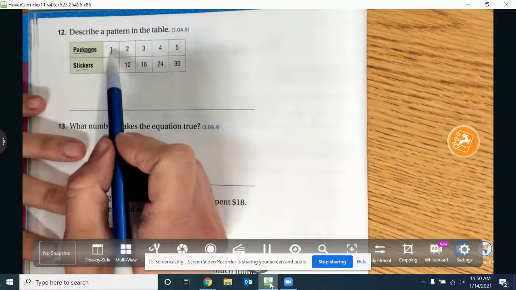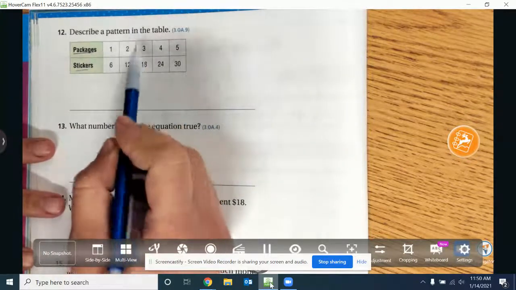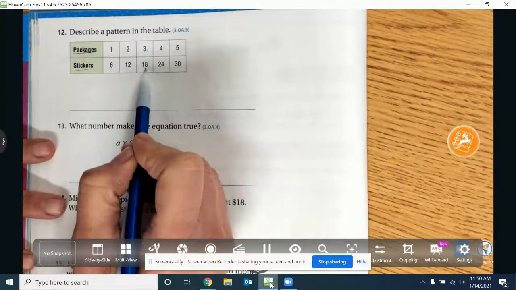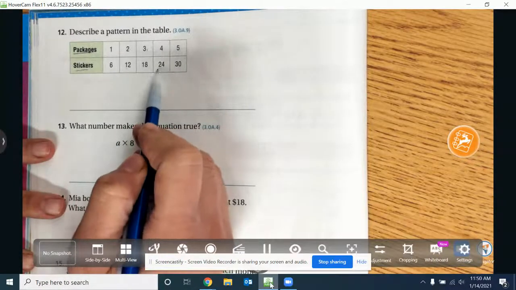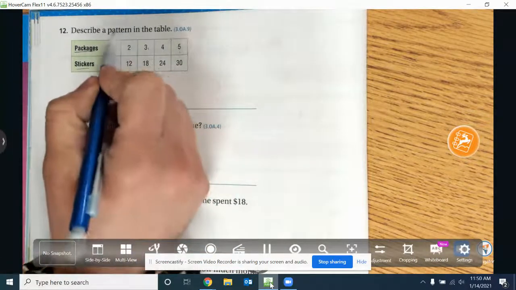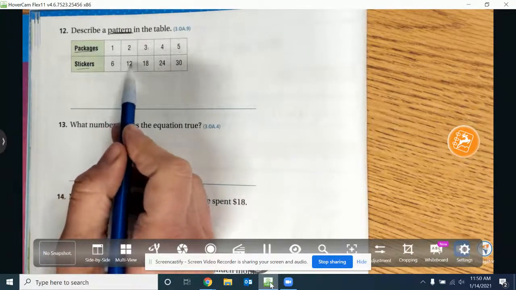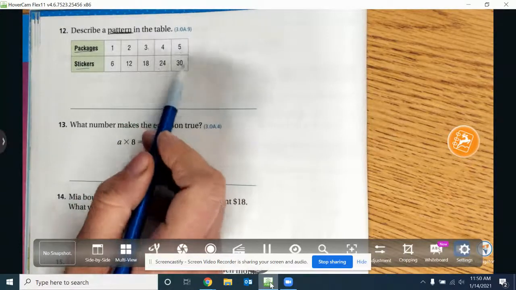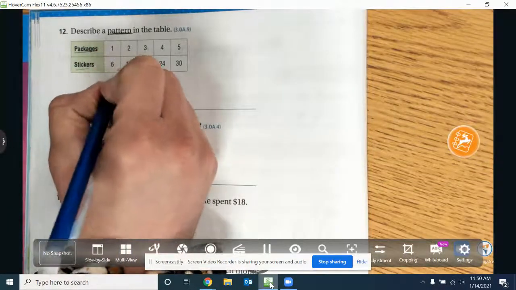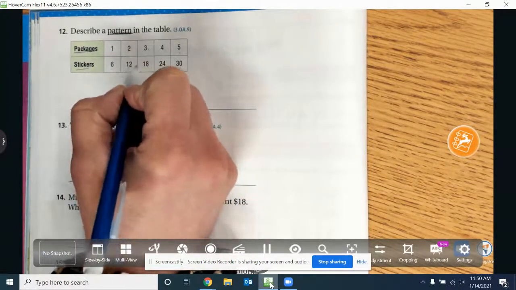So for every package, there are 6 stickers. In 2 packages, there are 12 stickers. In 3, there are 18. In 4, there are 24. And in 5, there are 30. We have to figure out the pattern. In other words, the bottom numbers are going up how many at a time? 6 plus what gives me 12? 12 plus what gives me 18?